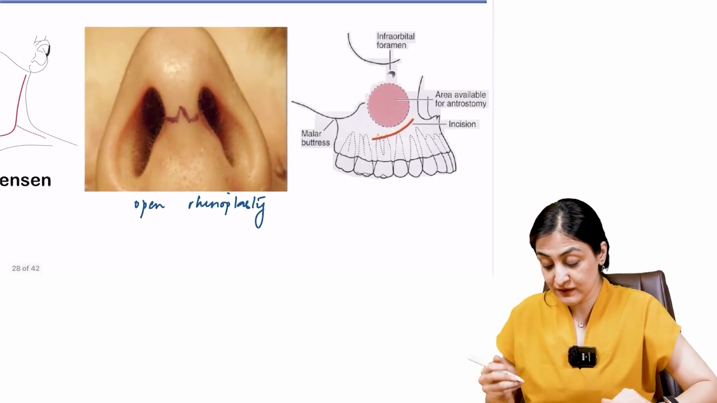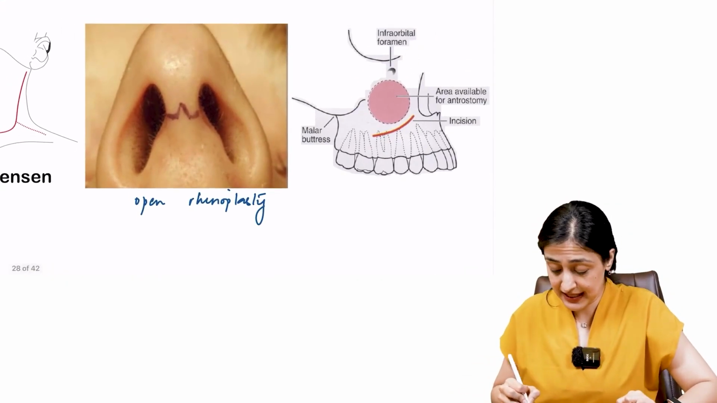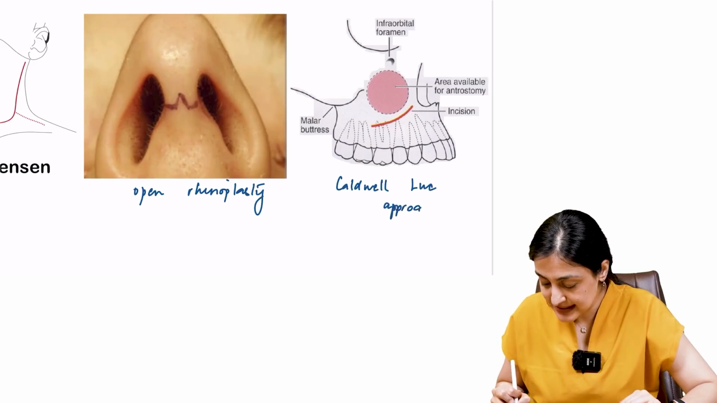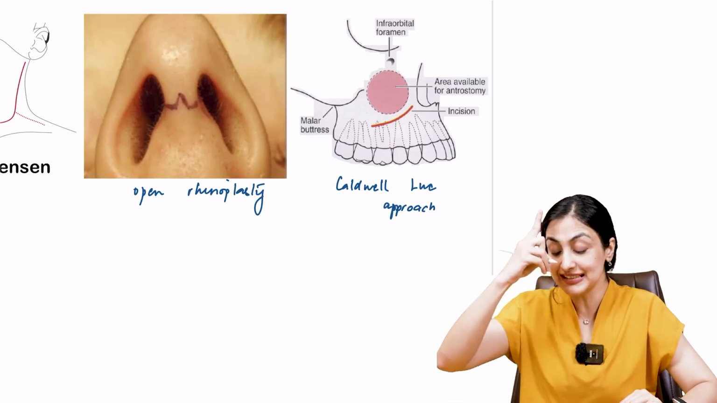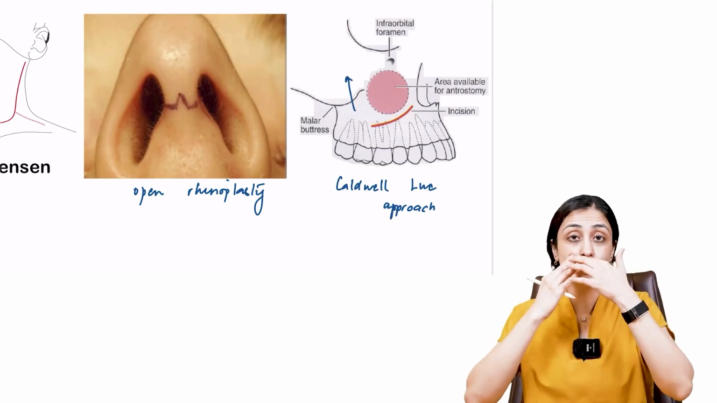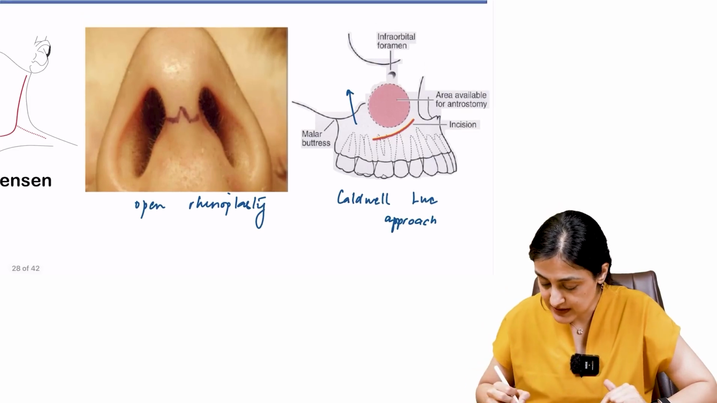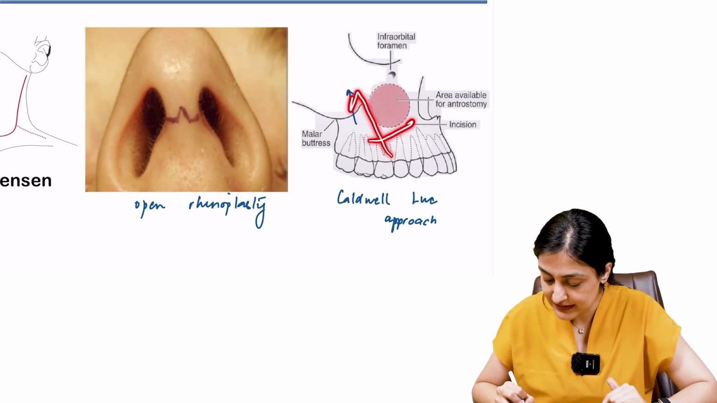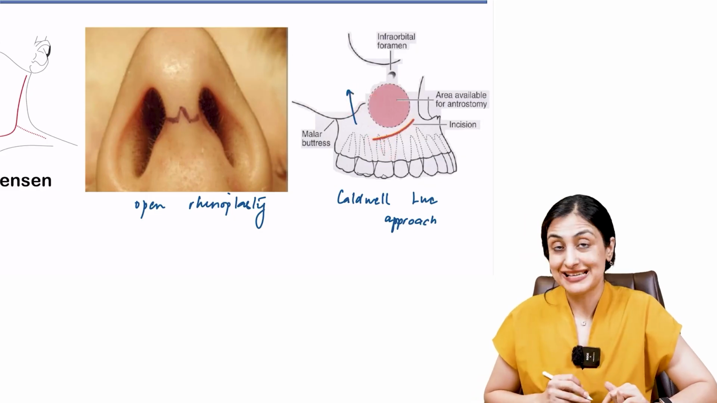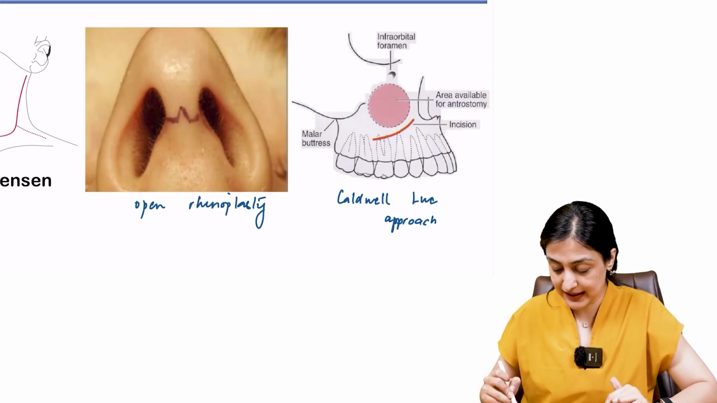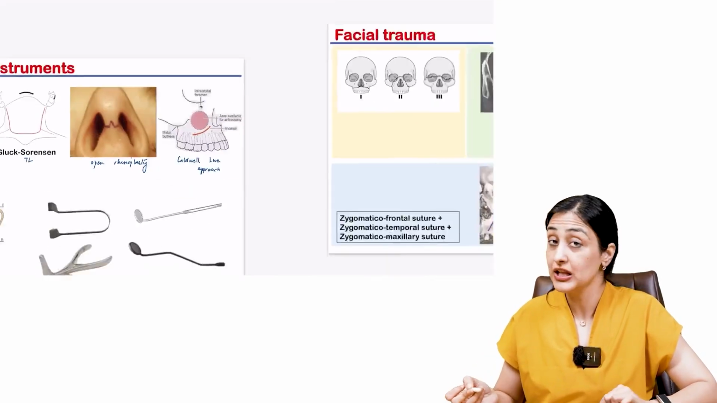And then this is something which has not been asked so far, and I think this can be asked: the Caldwell-Luc approach. This is an approach to enter the maxillary sinus via the teeth. Just from below the maxillary sinus I can enter. I give an incision above the molars and reach into the maxillary sinus, hence called antrostomy. So this is the area that they are highlighting. So this is your Caldwell-Luc approach.